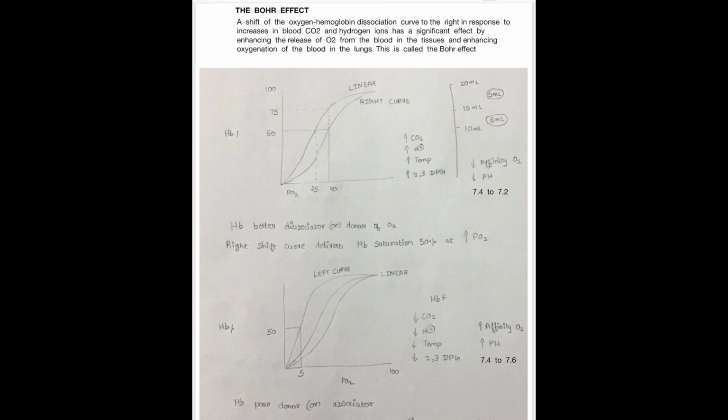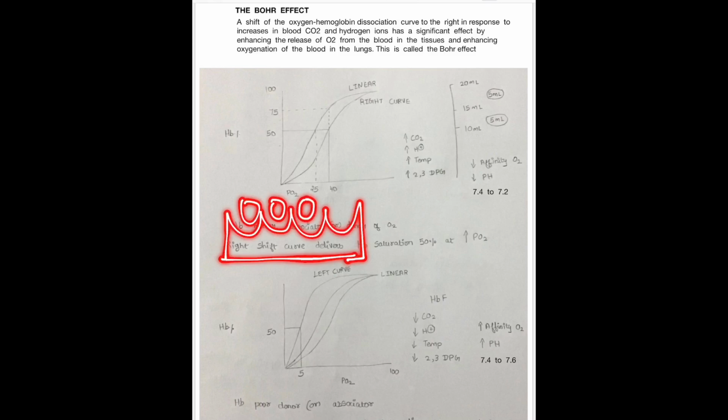I will explain this 75% and 50%. In a normal hemoglobin, 75% saturation means there are 3 pockets. 100% saturation is if all the pockets are filled, then it is 100% saturation. 75% is 3 pockets are filled. 50% saturation is when 2 pockets are filled.